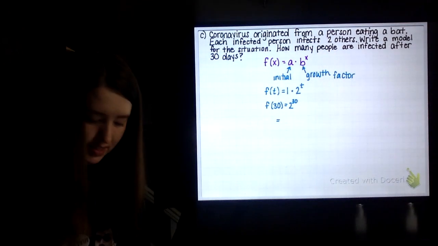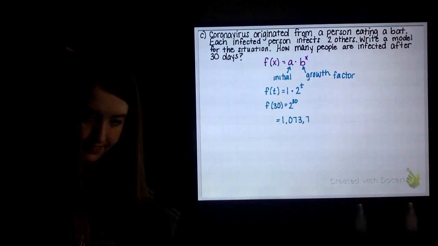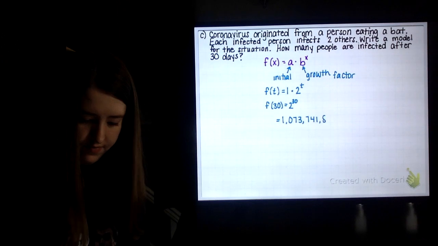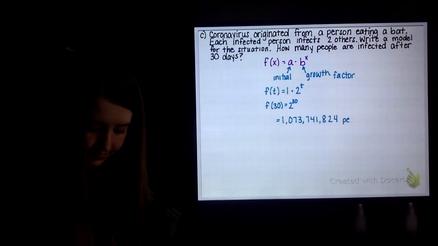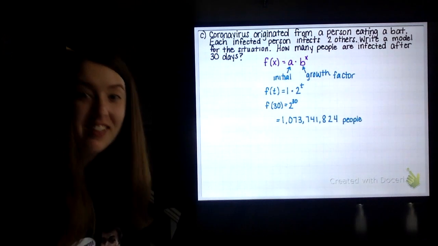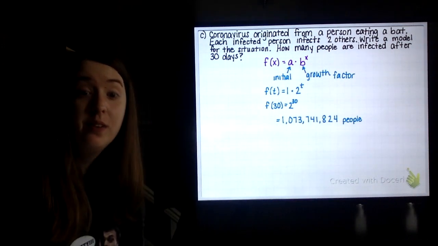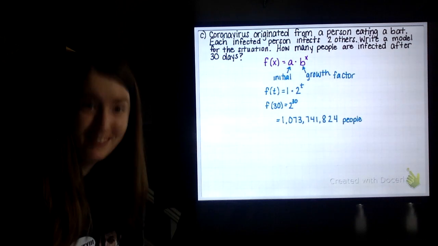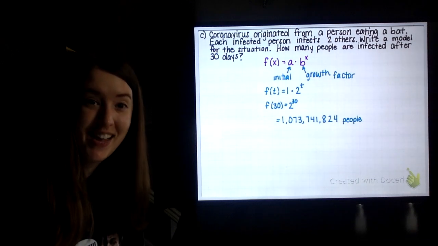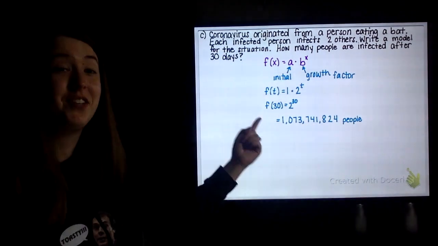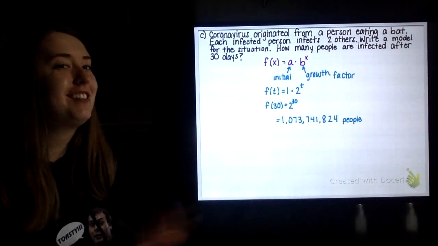All right, look how many people this is. Look at all those people. There's 1,000, there's million, there's billion. Over 1 billion people will be infected in 30 days if nothing is done. So if you're wondering why you are told to stay at home all the time, it's because we don't want all of those people getting sick at once. We want our healthcare system to be able to handle it.